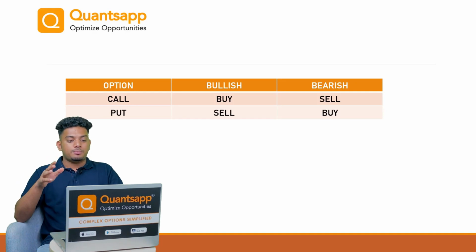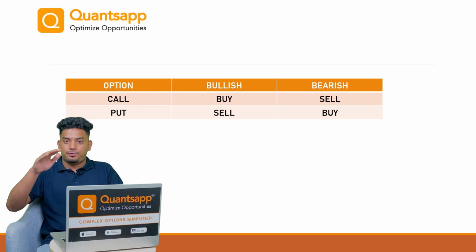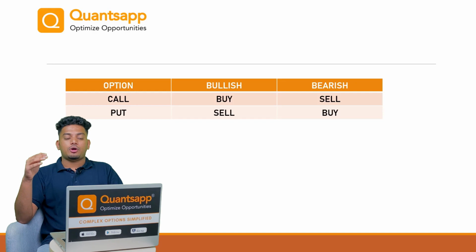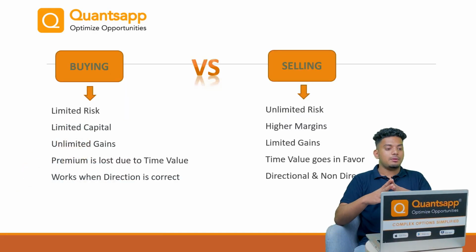Now talking about put option, we will sell a put option when we expect the underlying to be flat or slightly bullish, and we are going to buy a put option when we expect the underlying to go drastically downwards, when we expect the underlying to be bearish. So that was pretty simple again.